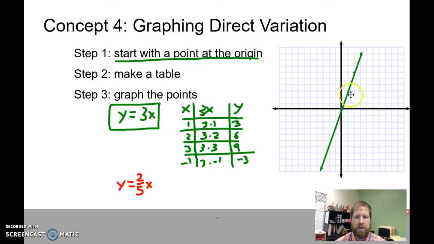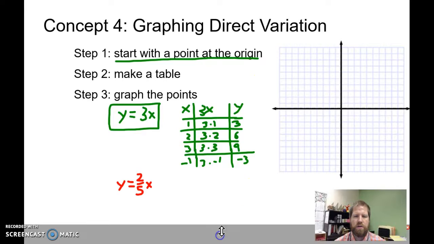There is a shortcut that we can do because we're working with a direct variation equation. You can use it to a certain degree for other equations as well, but there's some other things that go into it. So we still start with a point at the origin. Direct variation always has that point at the origin. And then you've got your slope.